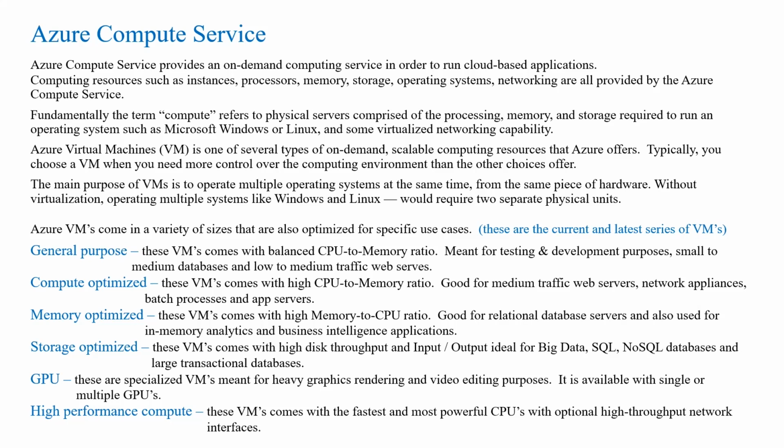Further, we have GPU. These are specialized virtual machines meant for heavy graphics rendering and video editing purposes. Suppose your business entity is in graphics oriented work. You will create or edit graphical oriented work. In that case, we can opt for this GPU based. So high performance compute, these virtual machines come with the fastest and most powerful CPUs with optional high throughput network interface. So this is all about the theoretical part for today's session.